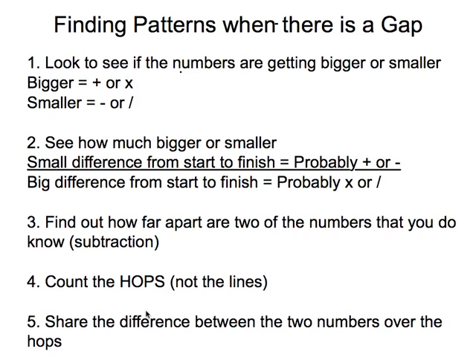Finally, you're going to share the difference, the answer to the subtraction problem you found, over the hops. Again, not on the lines, but over the hops. That way you're taking that total distance from the number that you do know, and you're kind of equally dividing it out between those lines that you don't know. I'll show you examples of what I mean.